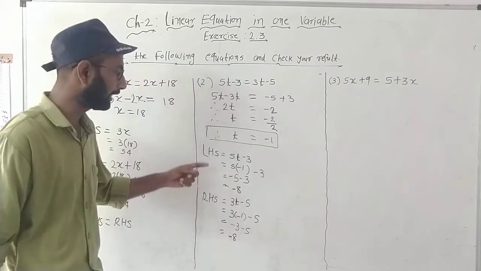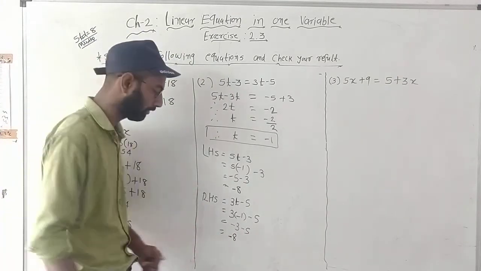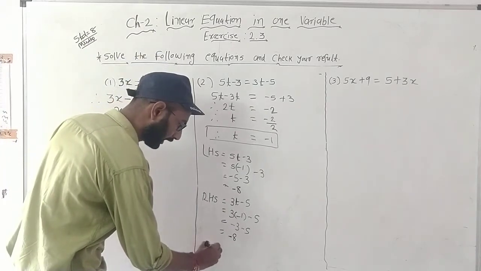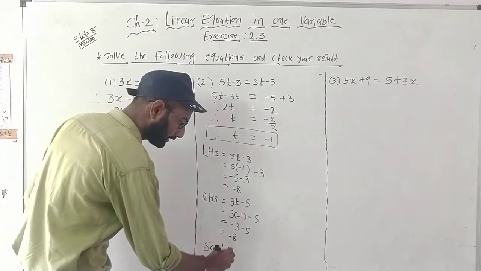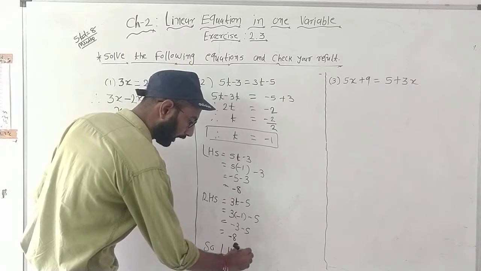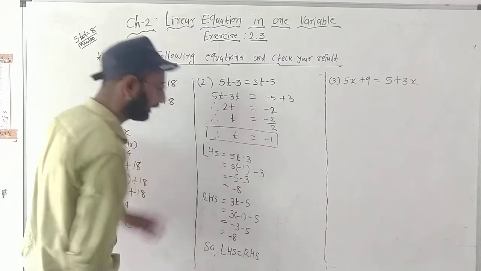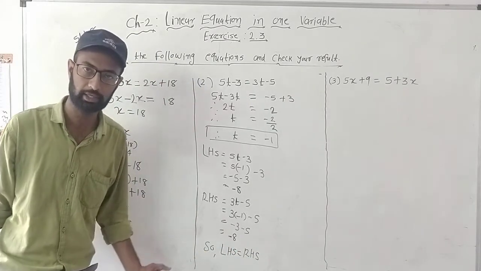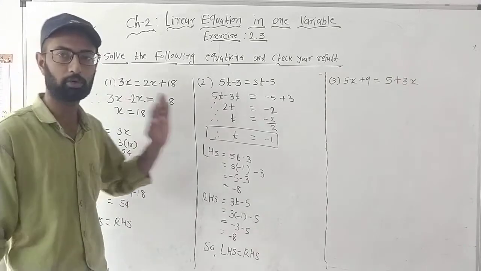So again here I am getting LHS is equal to RHS. So you can write here LHS is equal to RHS. मतलब कि LHS की जो वैल्यू वही वैल्यू RHS की है. So this is how you can go ahead.